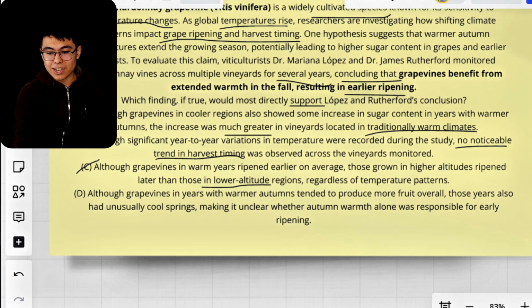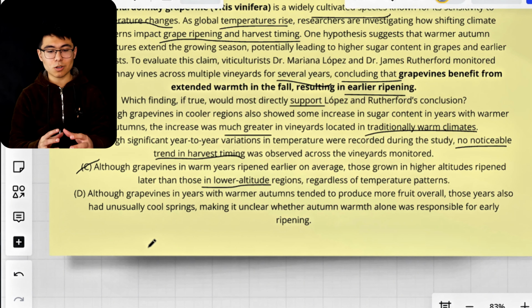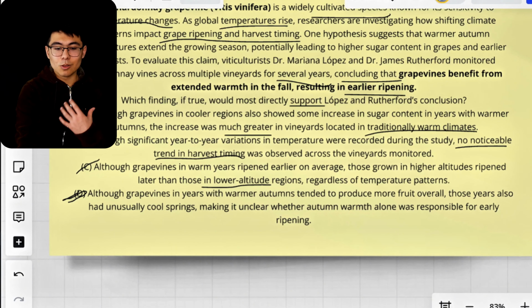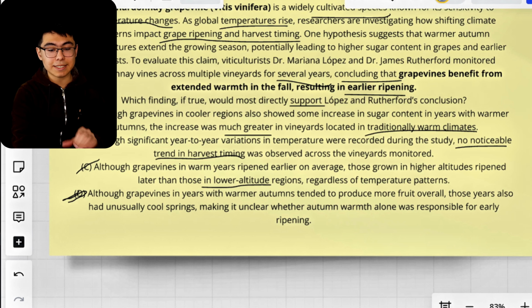Choice D, although grapevines in years with warmer autumns tended to produce more fruit overall, those years also had unusually cool springs, making it unclear whether autumn warmth alone was responsible for early ripening. This choice raises some doubts about whether autumn warmth is the sole cause, and it's literally going to weaken our conclusion. And we don't want that, right? That's why D is wrong. And the best choice here is choice A. And always look for an answer that literally gives you direct evidence of this trend, of this conclusion here.